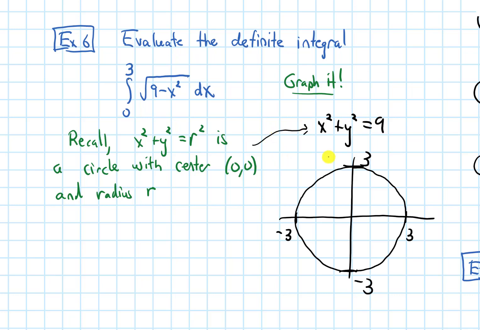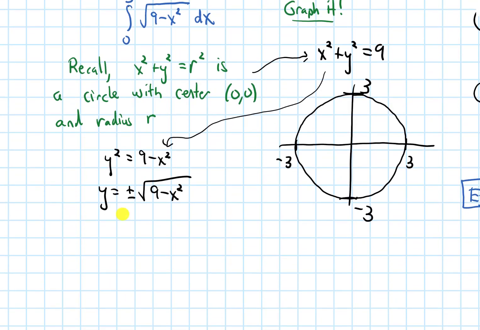All right, and now from this, I'm going to make it look more like my function by isolating the y. So I'll get y squared equals 9 minus x squared. And then if I square root both sides, we'll get y equals the square root of 9 minus x squared. But when I square root both sides, I got to put a plus or minus. So this is going to give me two possibilities. Either y is the positive root or y is the negative root.